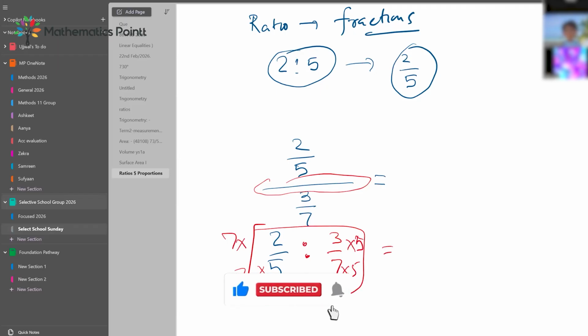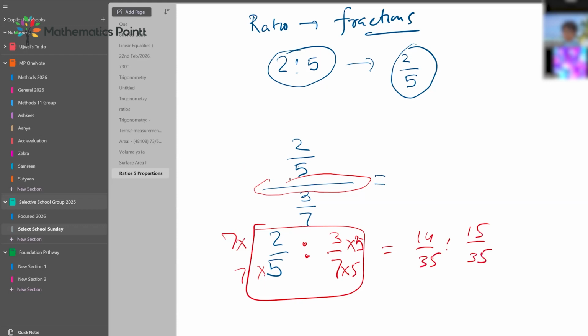So this becomes 14/35 ratio 15/35. And you can knock off the 35, and it becomes 14/15, which essentially means 14/15. Does that make sense, guys? Fractions and ratios go hand in hand.